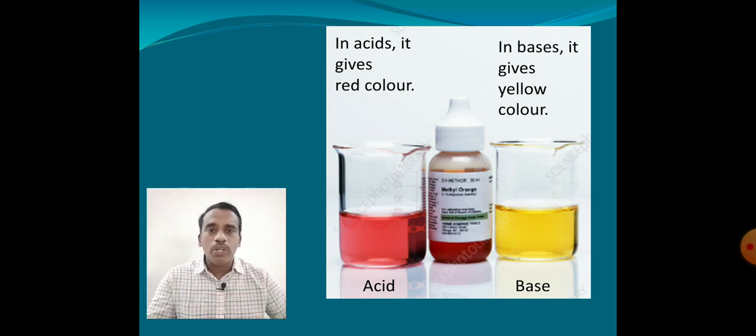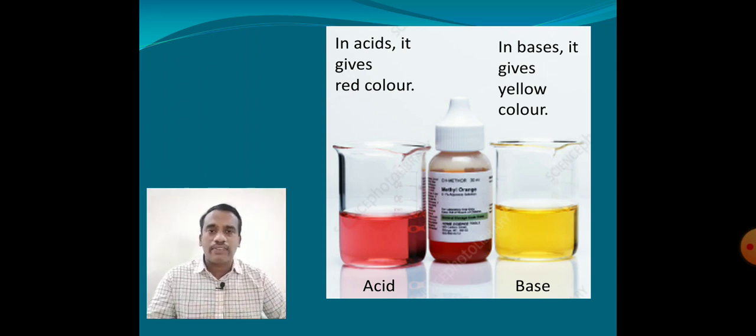So other than the blue litmus paper and red litmus paper, we are using this one as the next indicator, that is called methyl orange, which turns to red color in the acidic medium and yellow color in the basic medium. So we had already given the definition: a chemical indicator is a substance that detects the presence or absence of a chemical species by changing its color. So these are all color indicators.